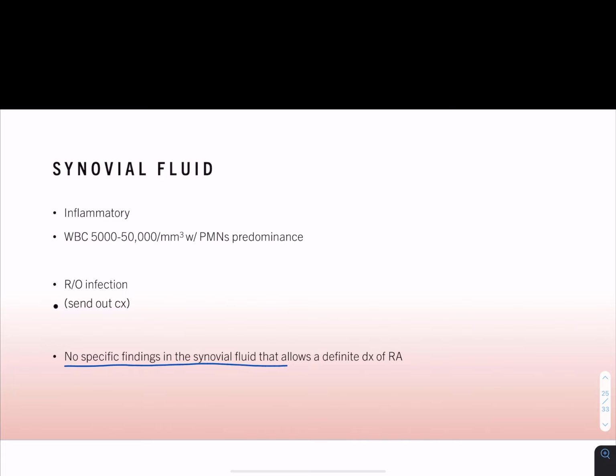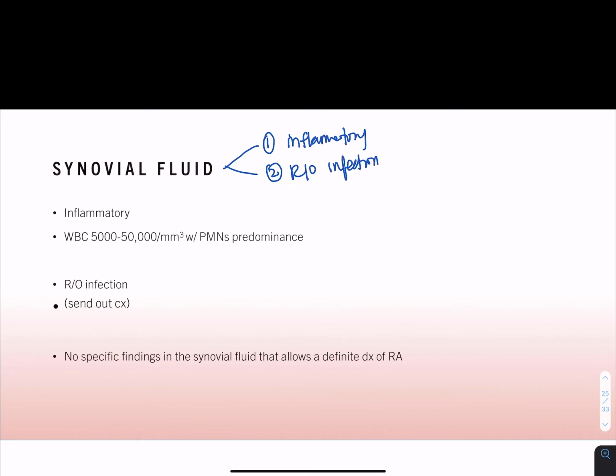Despite this fact, synovial fluid findings can still serve as a helpful tool because, number one, you will confirm the inflammatory nature of the fluid, and number two, you will be able to rule out infection. Just FYI, you can have concomitant infection with rheumatoid, so just because you have infection doesn't mean rheumatoid is ruled out. I want to emphasize that point.